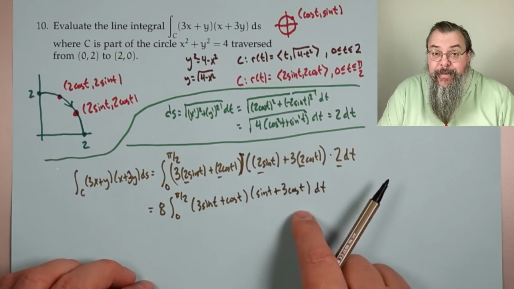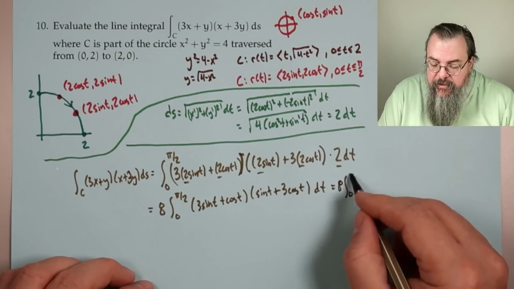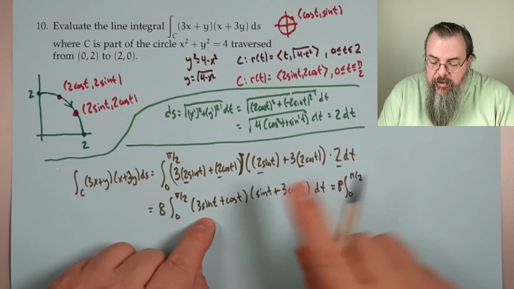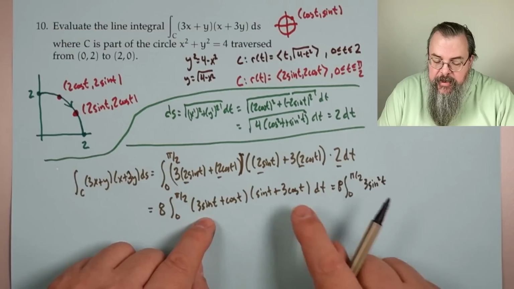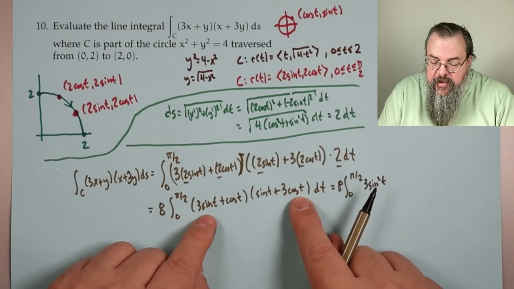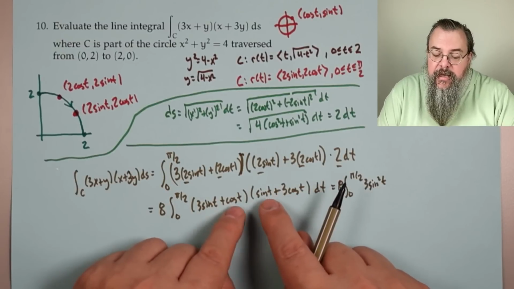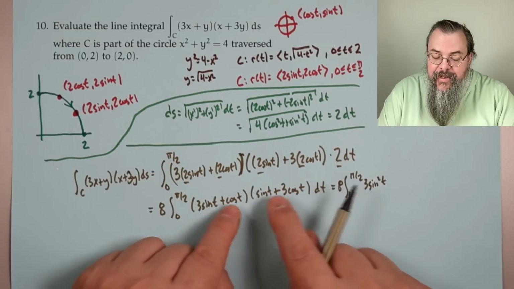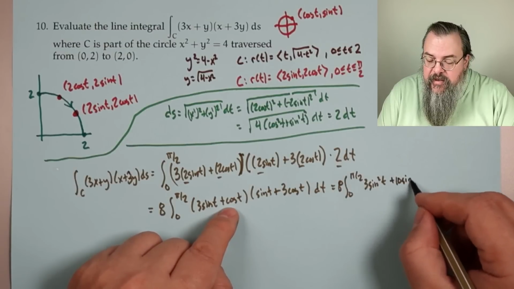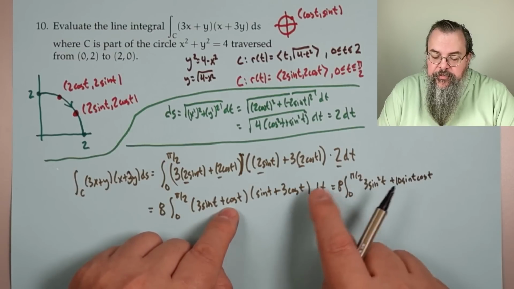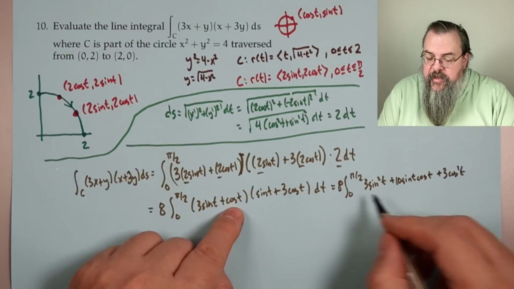So let's expand. All right, so this will be 8 times the integral from 0 to pi over 2 of 3 sine squared t, and then we get 3 sine t cosine t times, well, 9, I should say, 9 sine t cosine t and sine t cosine t. So 9 here plus 1 here makes plus 10 sine t cosine t plus 3 cosine squared t.